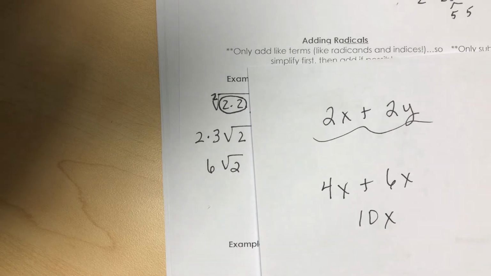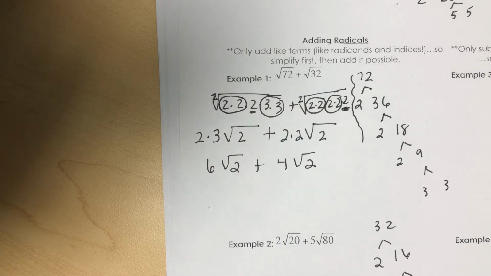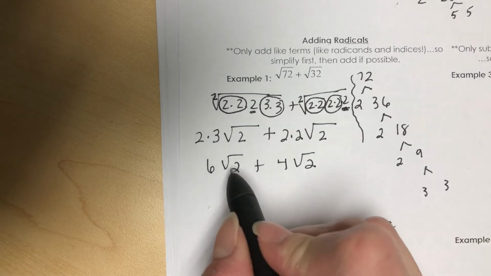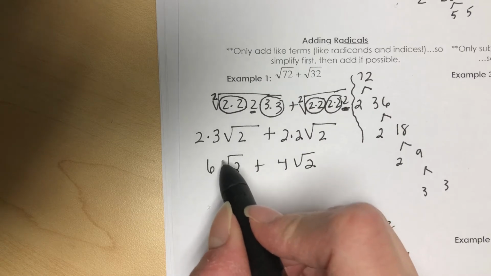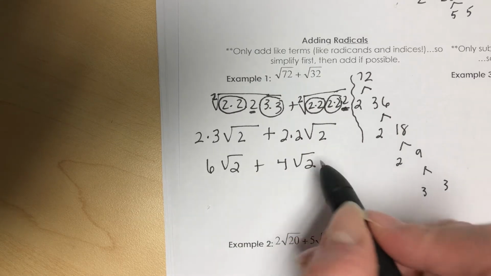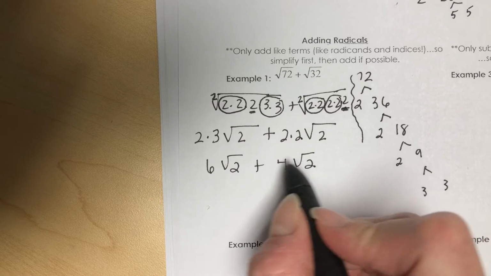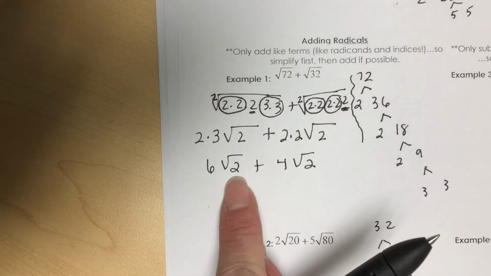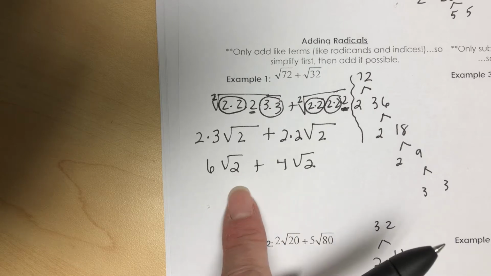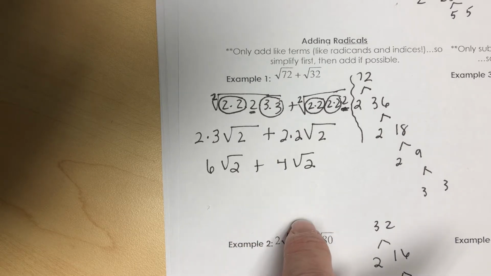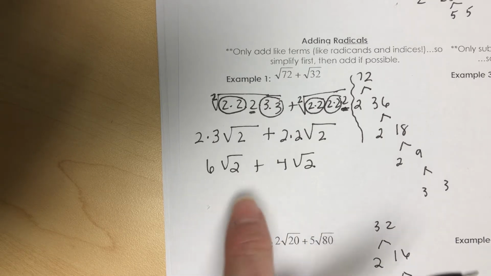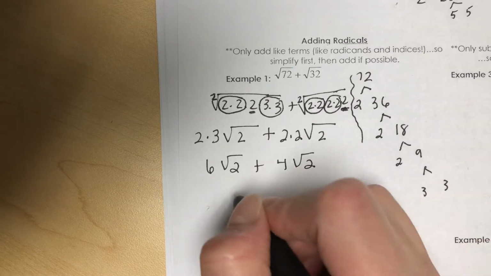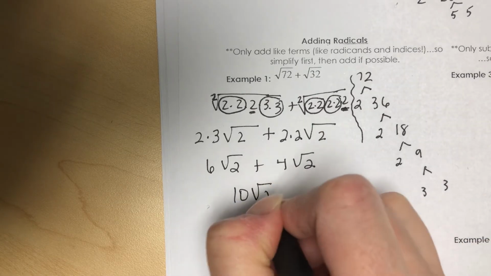So in this problem, these are like terms. The reason they're like terms is because they have exactly the same radicals. So the index, they're both square roots. You don't have a square root and a cube root. They're both square roots. They both have the exact same numbers inside the square root. So these are like terms. Because they're like terms, you can combine them. 6 plus 4 is 10. So you'll say it's 10 square root 2 for your answer.